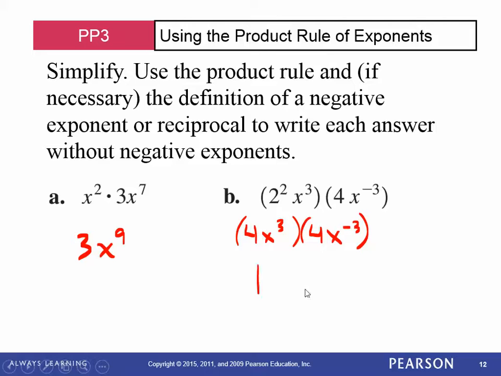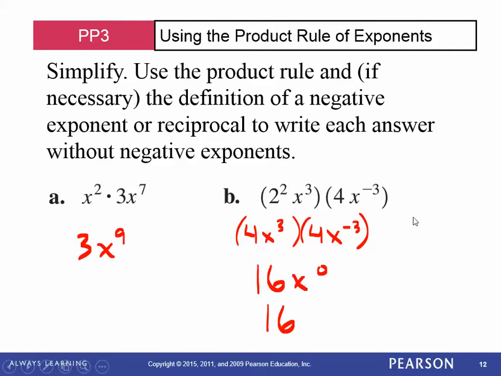4 times 4 is 16. x to the 3rd times x to the negative 3rd is x to the 0, huh? And what's any number to the 0? 1. So technically, isn't this just 16 all by itself? 16 times 1 is just 16. Okay, so that was the product rule for exponents.